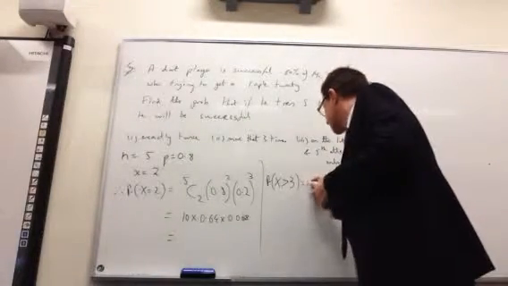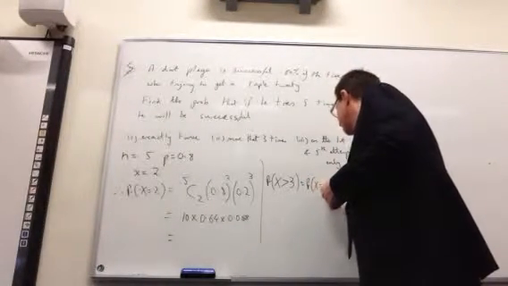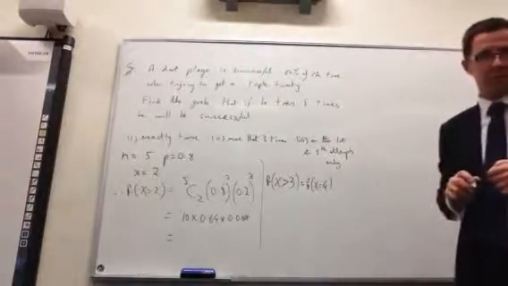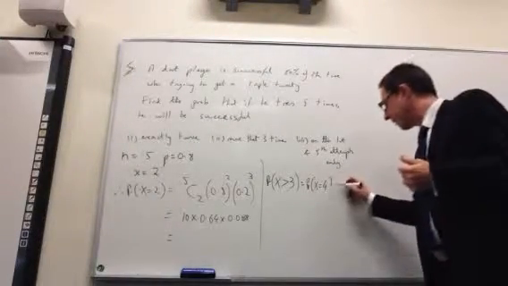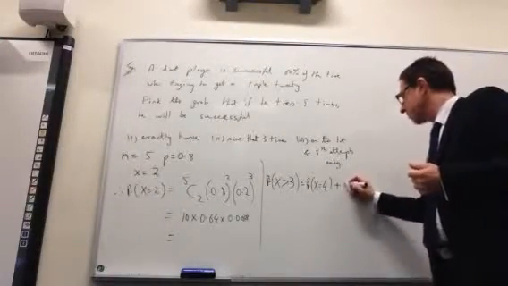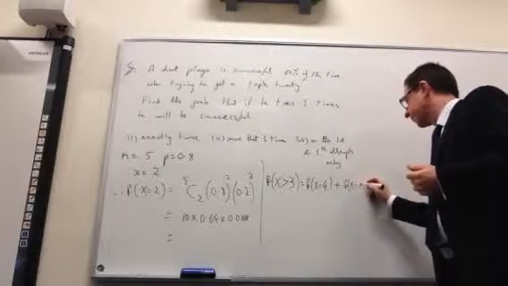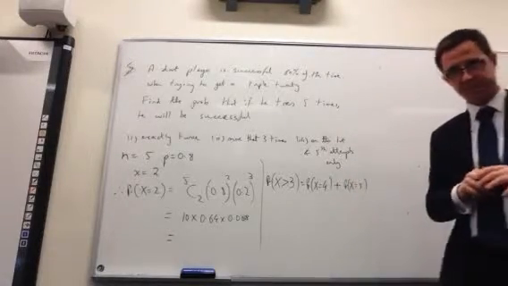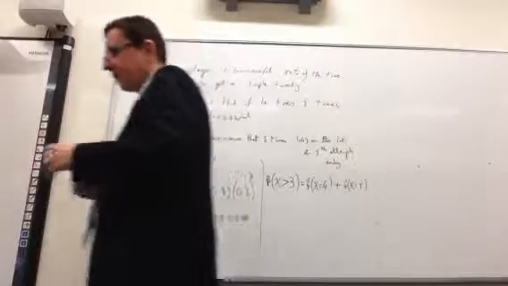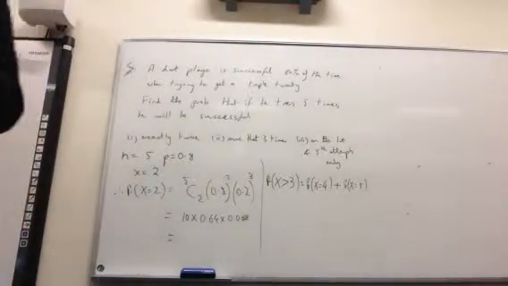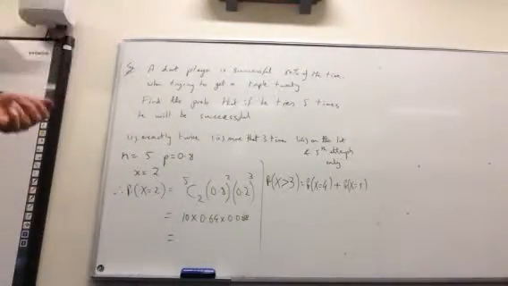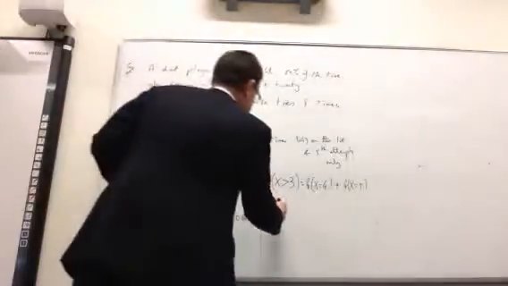So to be successful, I either hit the target 4 times, or plus, remember or is plus, I hit the target 5 times. If I hit it 4 out of 5, I'm happy. If I hit it 5 out of 5, I'm extremely happy. And that's my probability.